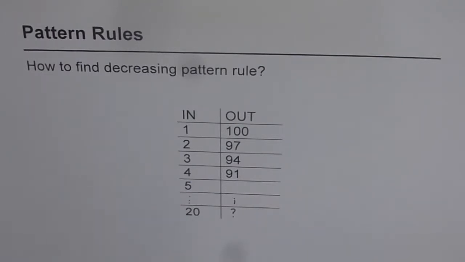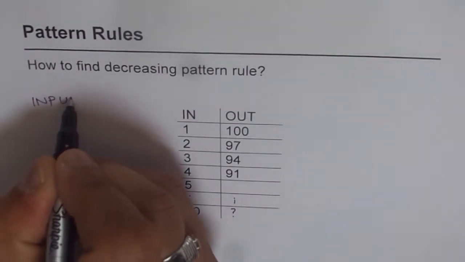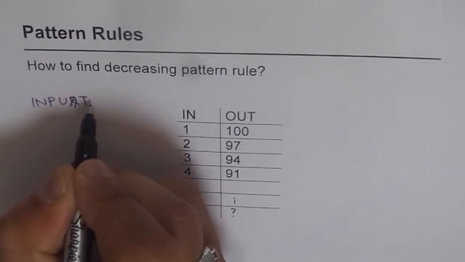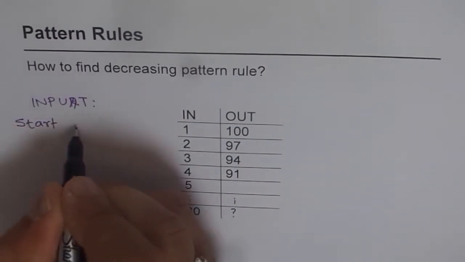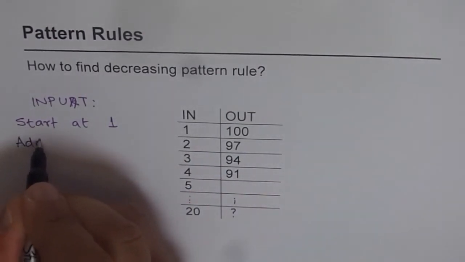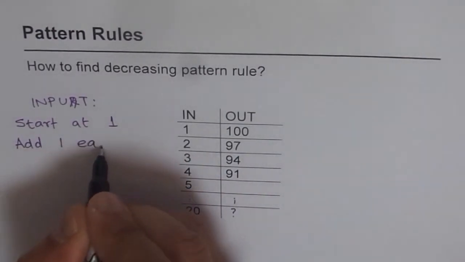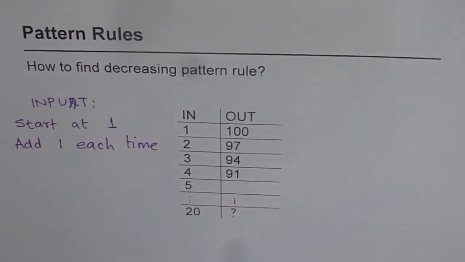But if you have an open-ended question like this and you just need to describe the pattern rules, then look for all possible patterns, starting from input. Input pattern is so easy. Why not write it down? Let's say what is the input pattern. So the input pattern is: start at 1, and then add 1 each time. So that becomes my input pattern.